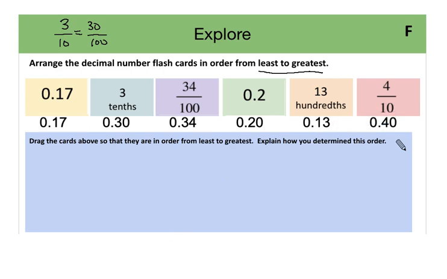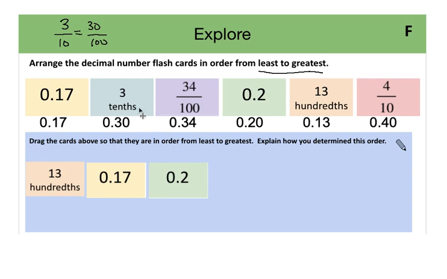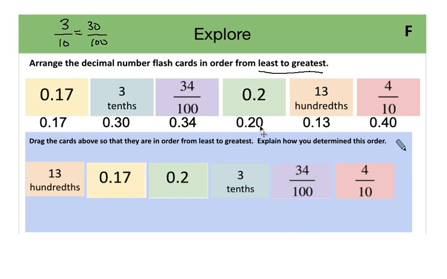So now let's go ahead and order these numbers again from least to greatest. So you should notice that 13 hundredths is the smallest. Then we have 17 hundredths. Then after that is 20 hundredths. Then 30 hundredths. Then 34 hundredths. And 40 hundredths. Is that what you got? Great. If not, think about what I did here to help me get to this step. Again, I changed all of these cards into the same unit.